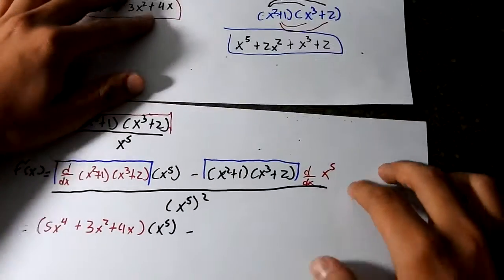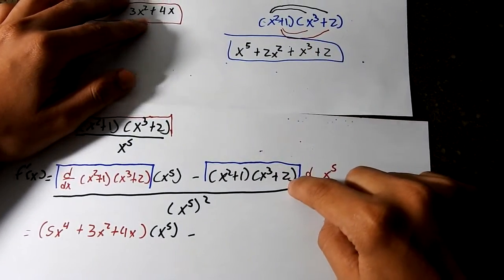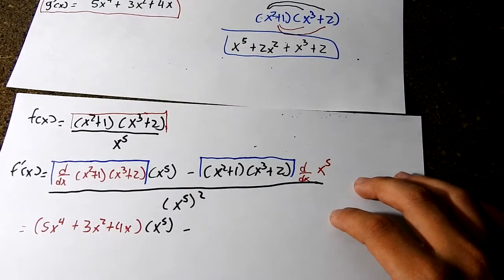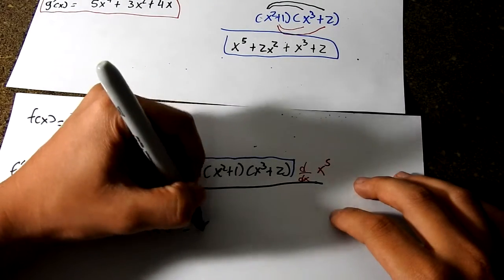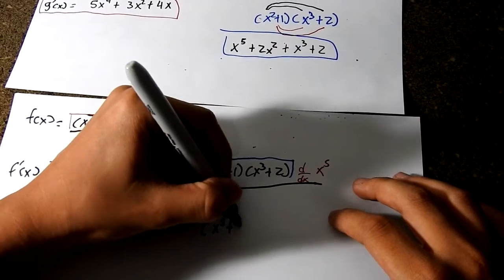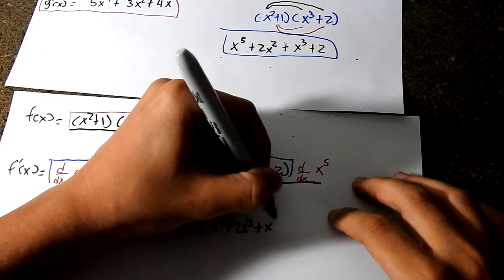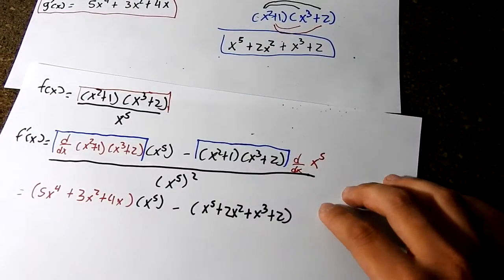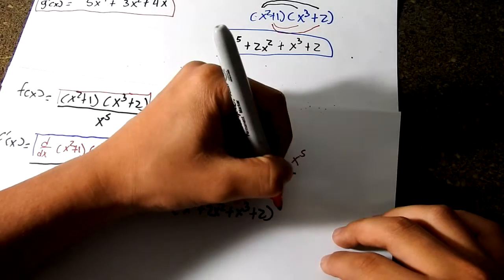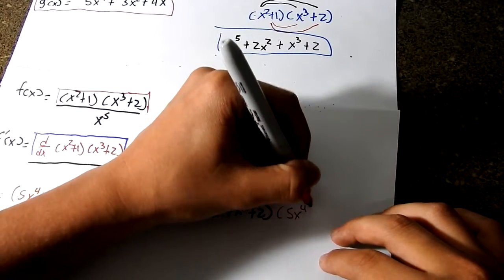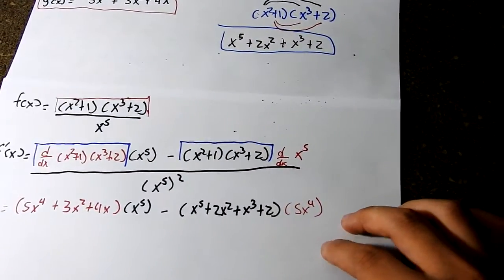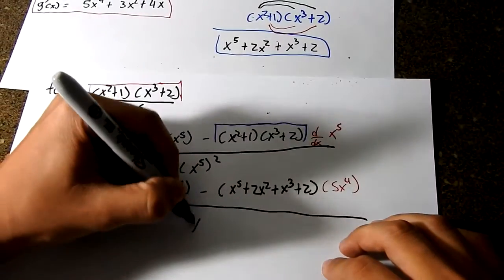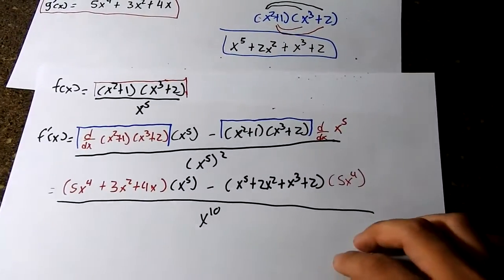So we're going to plug this here over here. This is the same thing. We just are going to put it simplified. So we have the same thing over here, x to the fifth plus 2x squared plus x to the third plus 2, right, times the derivative of x to the fifth power, which we know is 5x to the fourth. And then we have all of this over x to the 10th power.